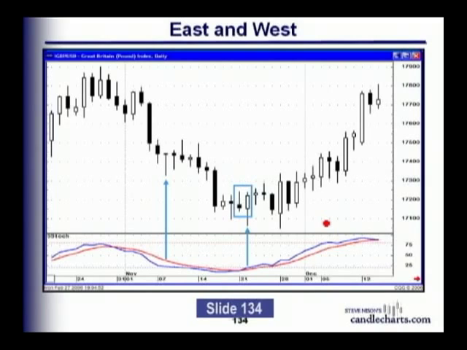Okay, for those who use stochastics, essentially for those new to stochastics, you have two lines. You have a percent K and a percent D. The percent K is the faster line. If the percent K crosses above the percent D, it's a positive signal. Yes? Was there a question?